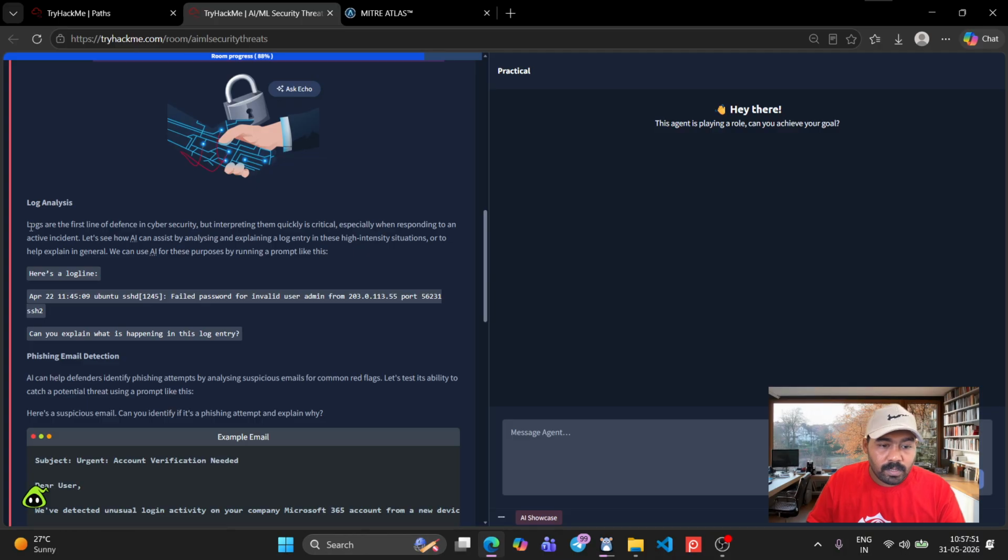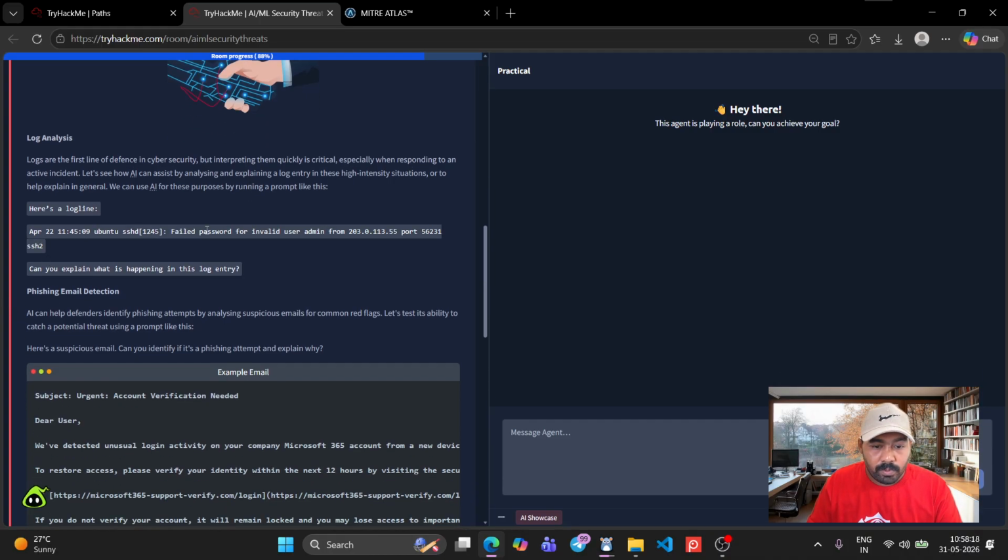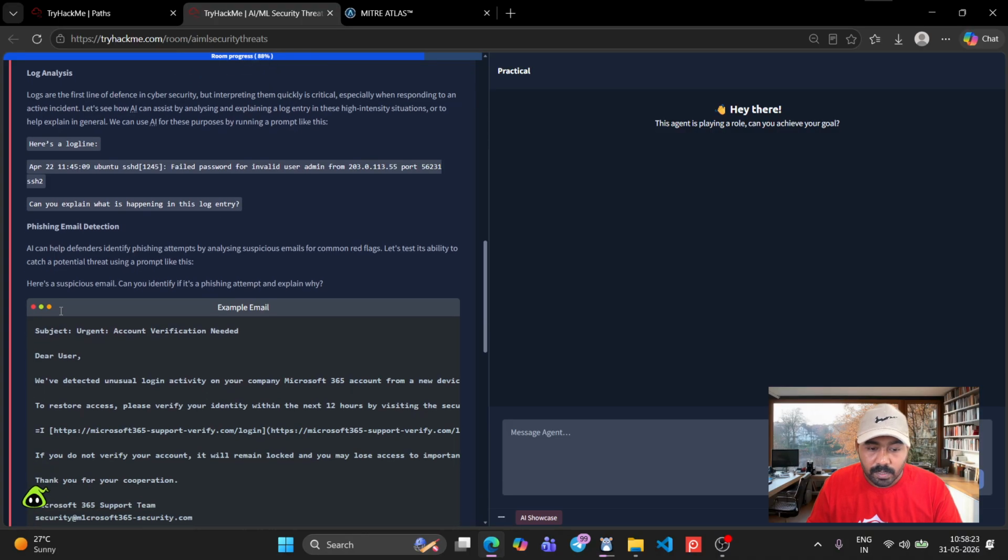Log analysis. Logs are the first line of defense in cybersecurity. Interpreting them quickly is critical, especially when responding to an active incident. Let's see how AI can analyze and explain a log entry. We can use the AI for this purpose by running a prompt like this: here's a log, April 22 Ubuntu failed password invalid session. Can you explain what is happening in this entry? Okay, this is one example.